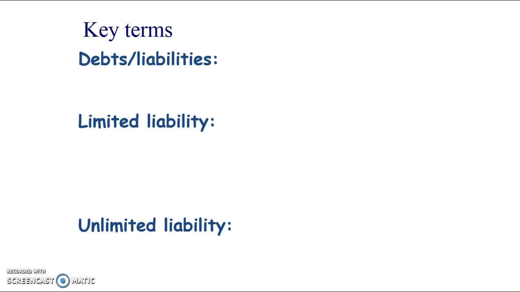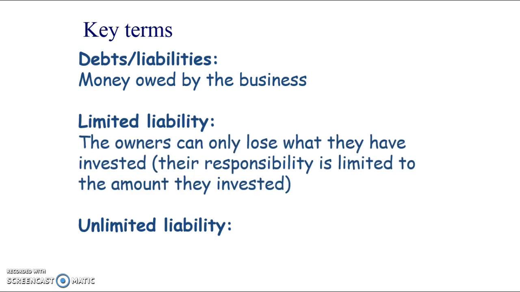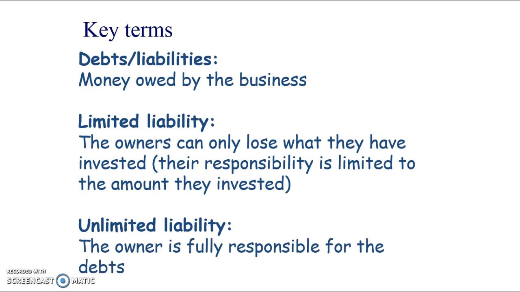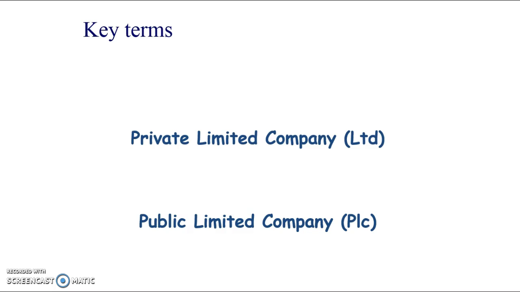We're going to be talking a lot about liability. So debts or liabilities are money owed by the business. Limited liability, which both LTDs and PLCs have, is where the owners can only lose what they've invested into the business. So their responsibility is limited to the amount that they've invested, whereas unlimited liability was what sole traders and partnerships had, and this is where the owner is fully responsible for the debts of the business.